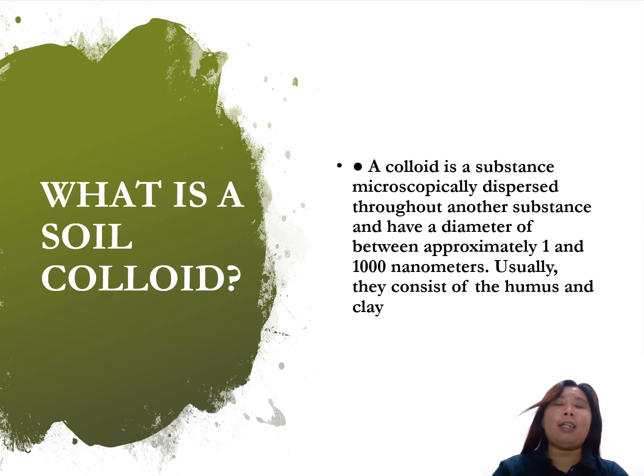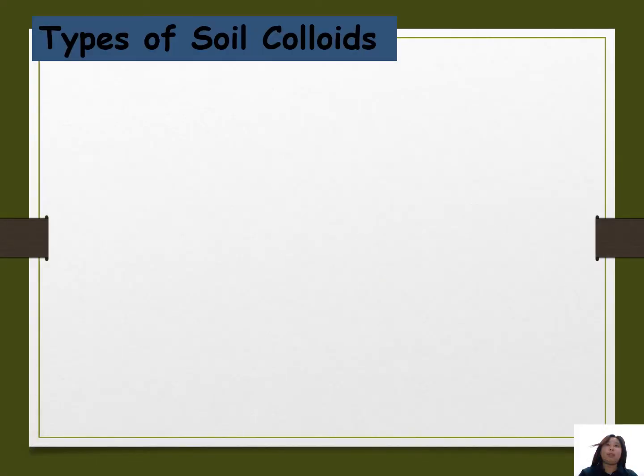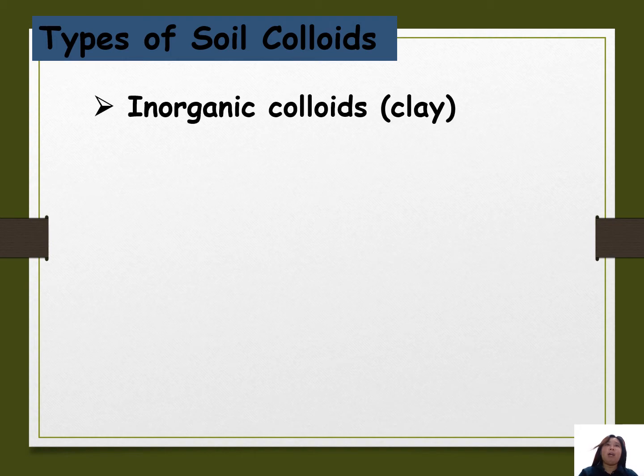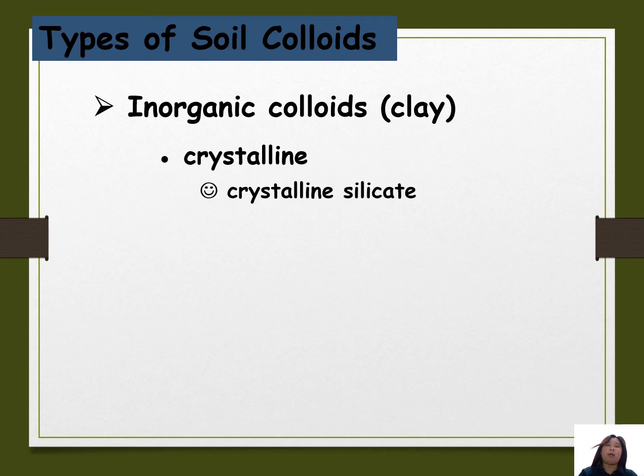So we have two kinds of soil colloids. We have the humus and we have the clay. So there are different types of soil colloids. If we discuss it specifically, we have the inorganic colloids, or those that are called clay. Under the inorganic colloids, you have the crystalline. Under the crystalline, we have crystalline silicate and crystalline non-silicate.